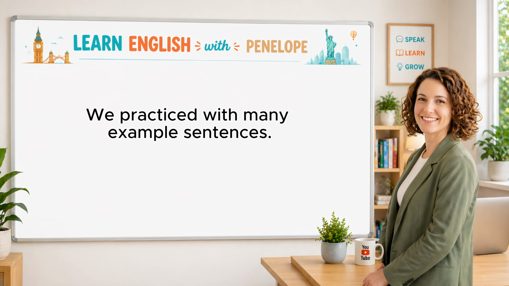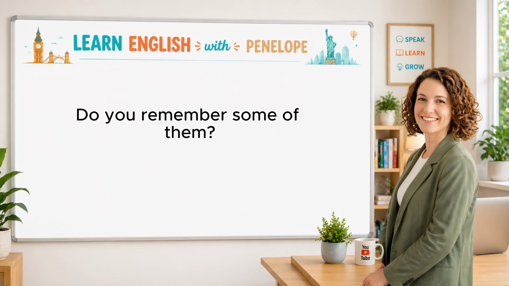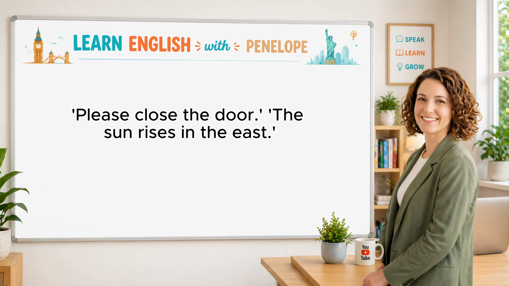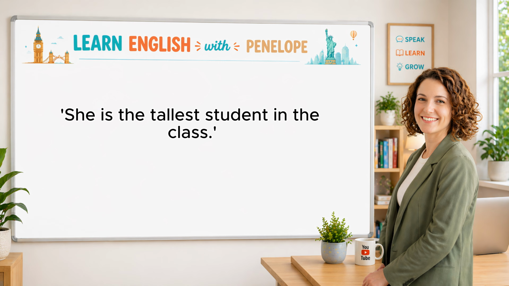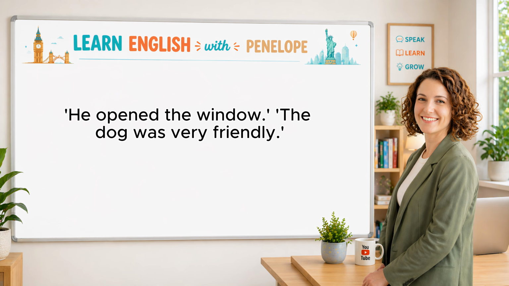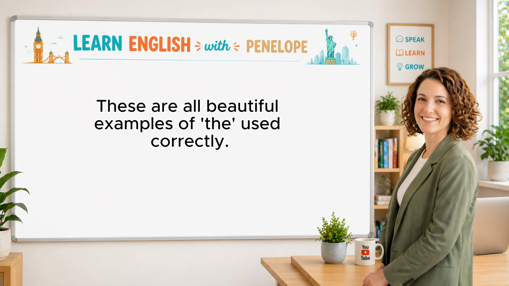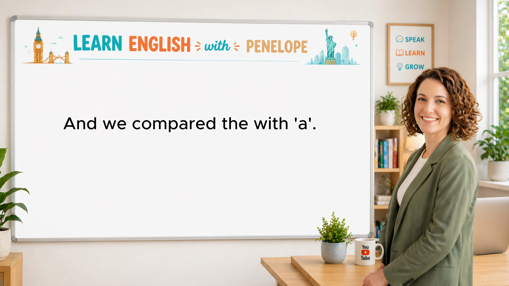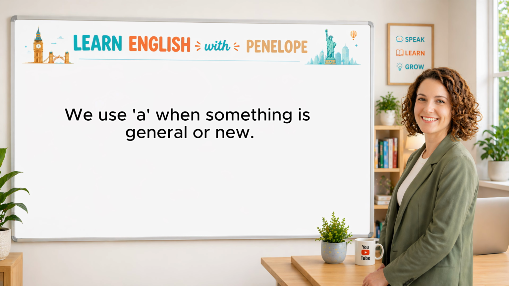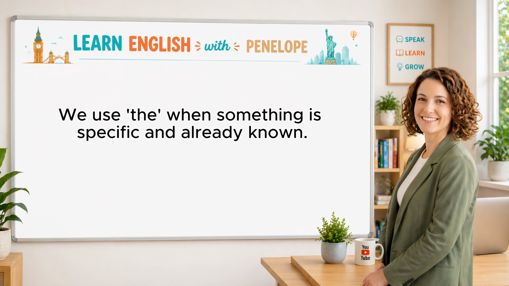We practiced with many example sentences. Do you remember some of them? Please close the door. The sun rises in the east. She is the tallest student in the class. He opened the window. The dog was very friendly. These are all beautiful examples of the used correctly. And we compared the with a. We use a when something is general or new. We use the when something is specific and already known.